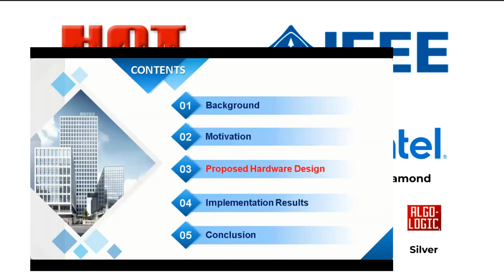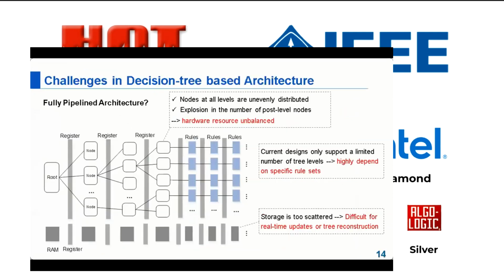Next, I will introduce the proposed hardware design for the cake tree. In most decision tree-based designs, fully pipelined architectures are adopted as they can benefit from the high frequency. However, there are still several problems to be resolved. This is an example of a pipeline architecture. Each level of tree nodes and rules would occupy a pipeline stage with a RAM, and stages are separated by registers.